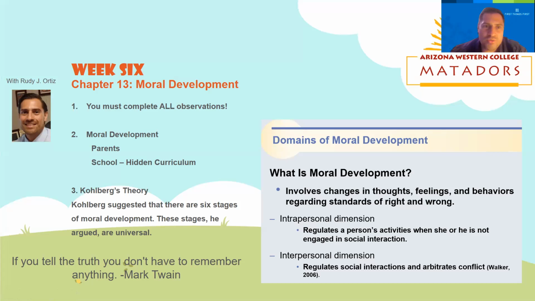But before I go into the 2 chapters, I cannot stress enough that it's very important that you complete all 5 observations to pass this class. So make sure that you're completing all 5 observations. You need to turn all of those in to be able to pass this class. All right, so getting back to our 2 chapters for the week, moral development and families.